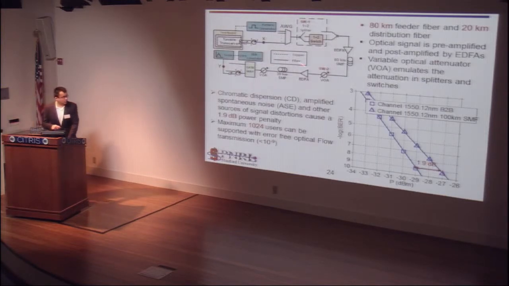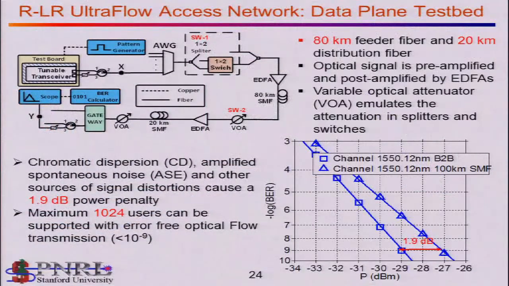So this is the experiment test bed we used to test the previously mentioned reconfigurable long-reach ultraflow access network over 100 kilometers distance. And this is our BER measurements. So basically we verified that the architecture can physically support a maximum of 1024 users over a distance of 100 kilometers with all those reconfigurable devices in between.